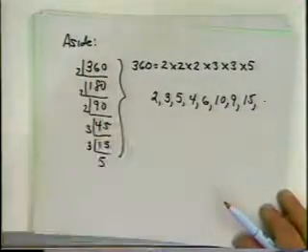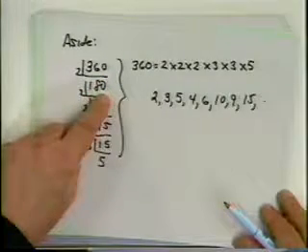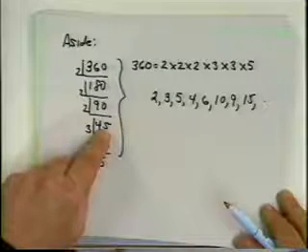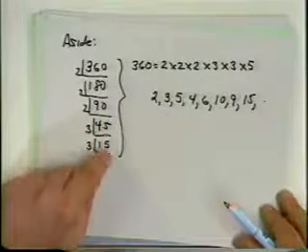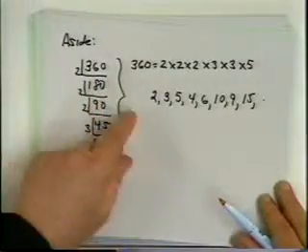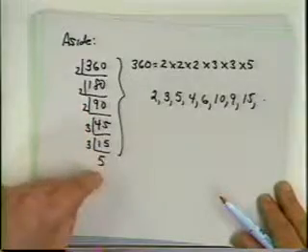So you take the number 360, it's divisible by 2. 2 goes into it 180 times. 180 divided by 2 is 90. 90 divided by 2 is 45. 45 is divisible by 3, which gives me 15. 15 is divisible by 3, which gives me 5. So 360 breaks down to what? 2 times 2 times 2 times 3 times 3 times 5.